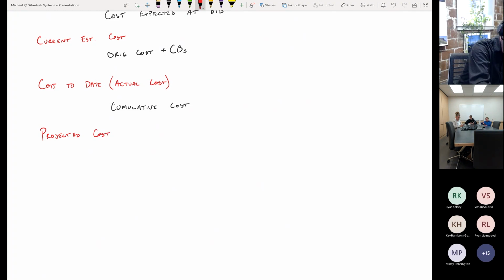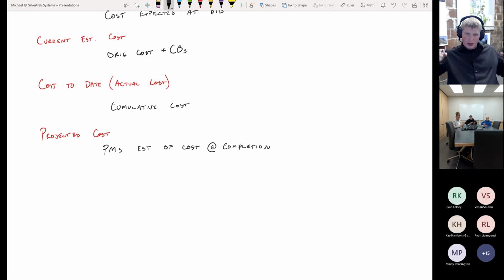Our projected cost is the project manager's estimate of cost at completion. This is the most important one of all of these. The project manager has to come in and say how much he expects to spend at the end of the job. This is where all the risk is for construction companies.